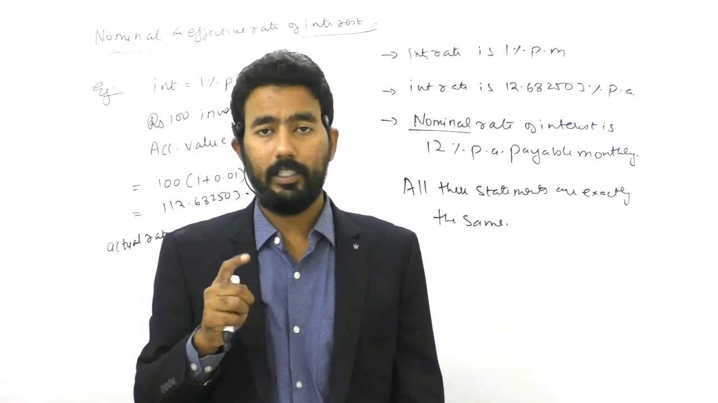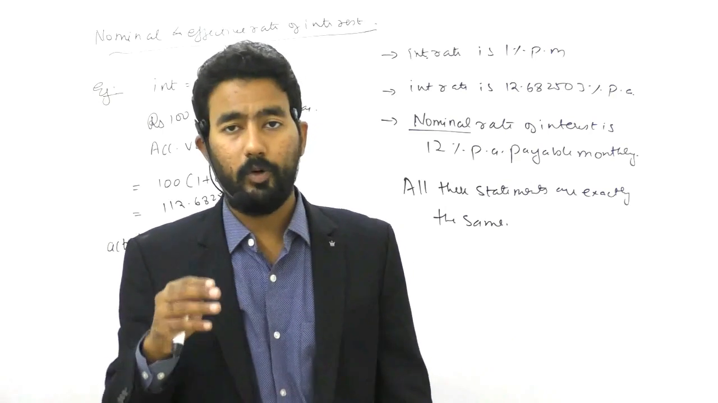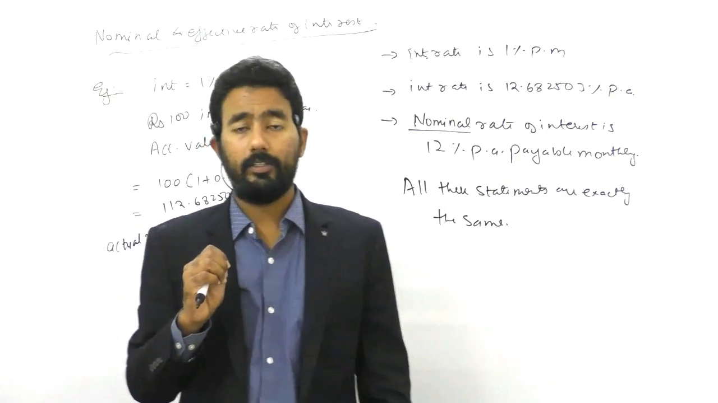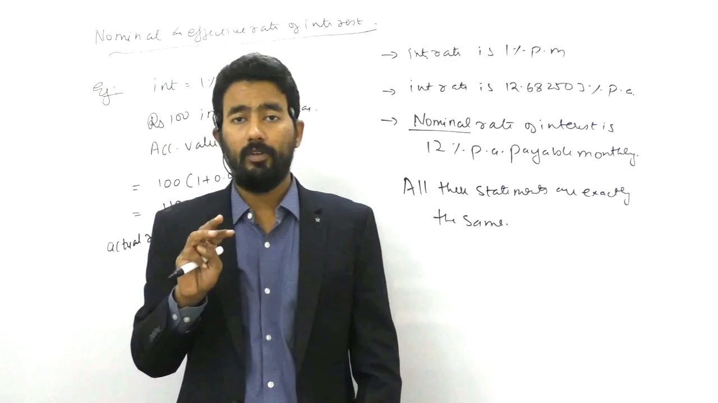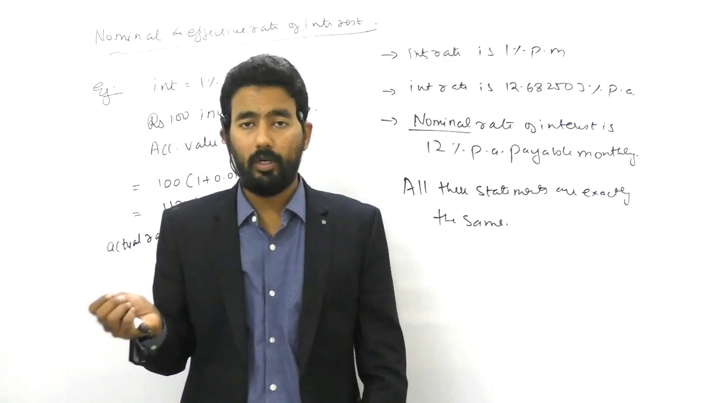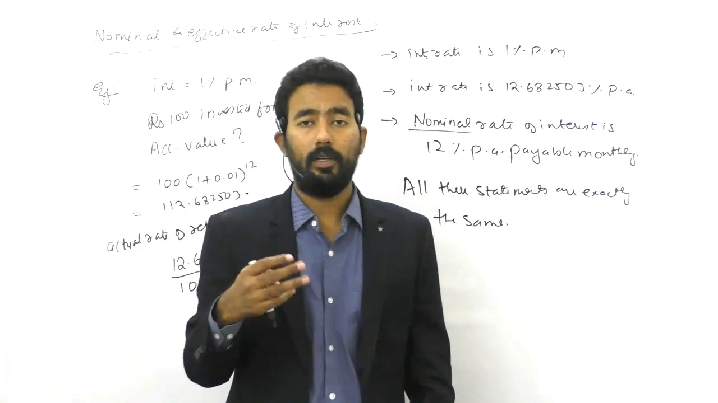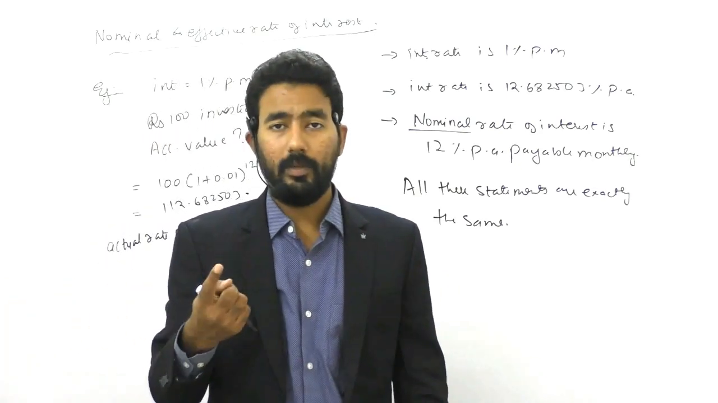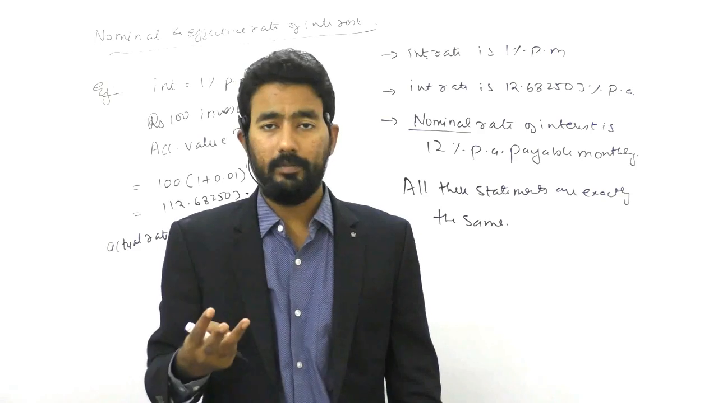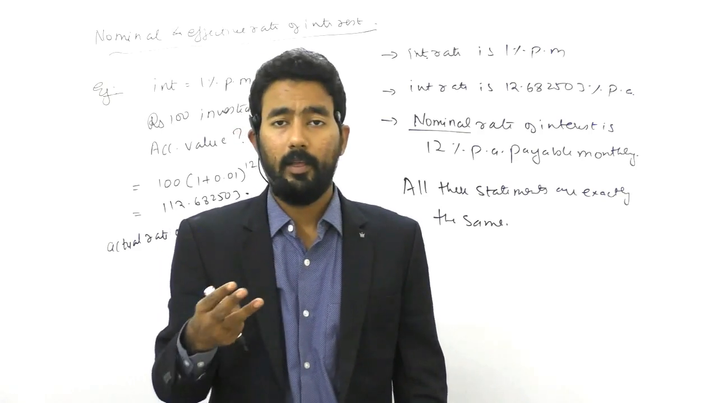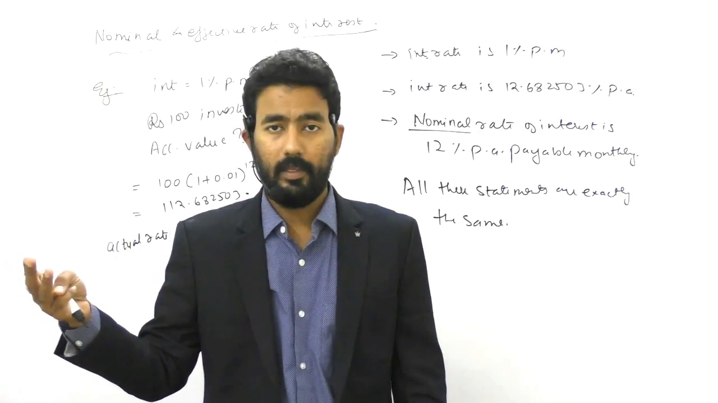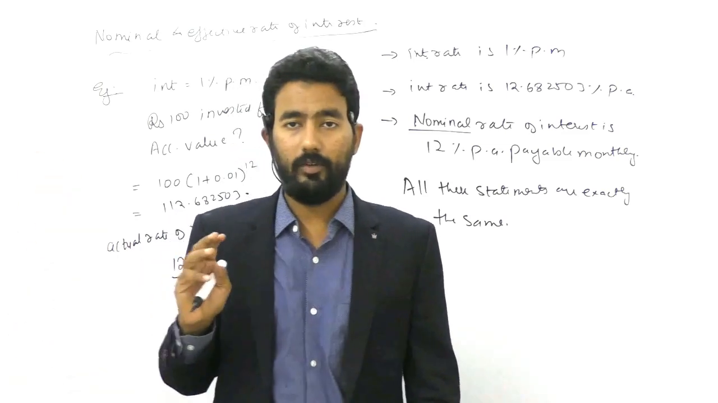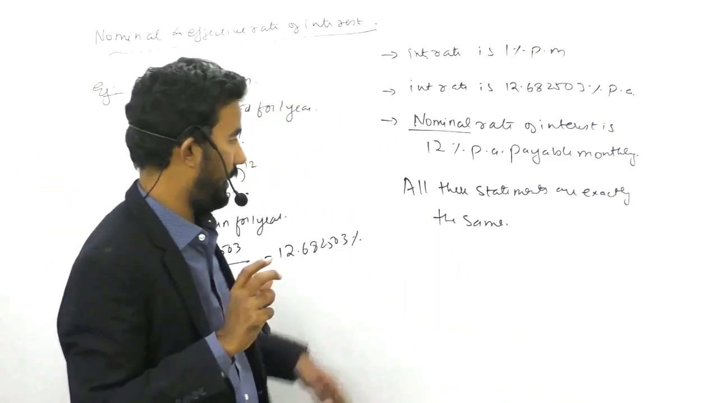So if the interest rate is 1% per month, we will write 12% per annum payable monthly. If the interest rate is 3% per quarter, we will write 12% per annum payable quarterly. If say it is 6% per half year, we will write 12% per annum payable half yearly. So 1% per month, 3% per quarter, 6% per half year, all convert to 12% per annum payable in whatever frequency it is. So this way of writing is called nominal rate.